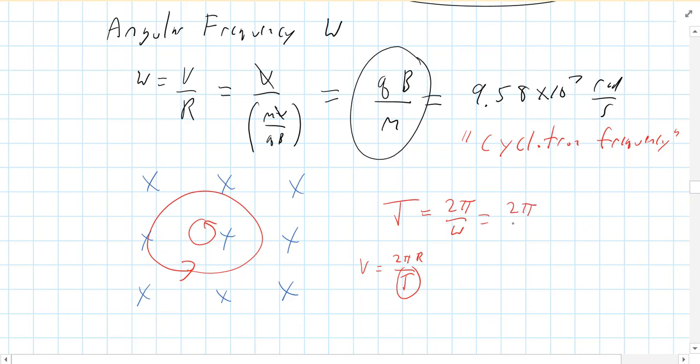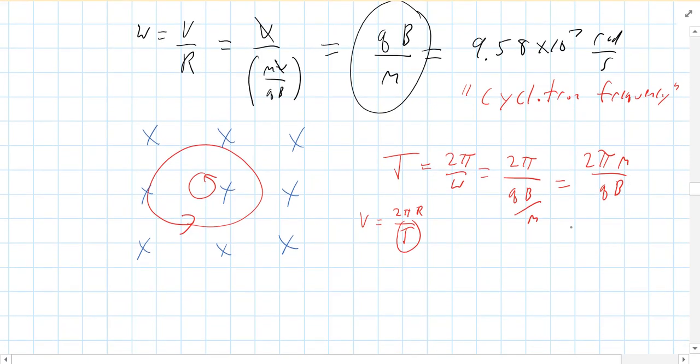So we get 2 pi over that expression for omega, which is qB over m. And then if I simplify that, it's 2 pi mass over qB. In this example, I have all those numbers. In this particular example, I get a period of 6.56 times 10 to the negative 8th seconds per cycle. So it takes the particle a very short time to make one lap in this thing. And that's called the cyclotron period.